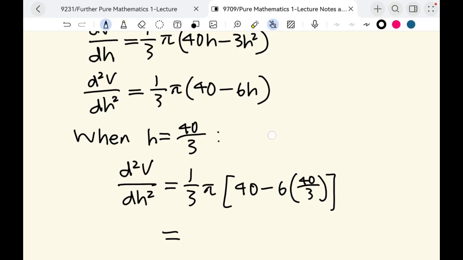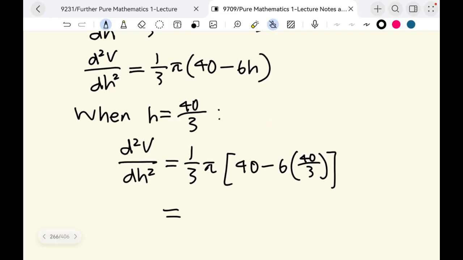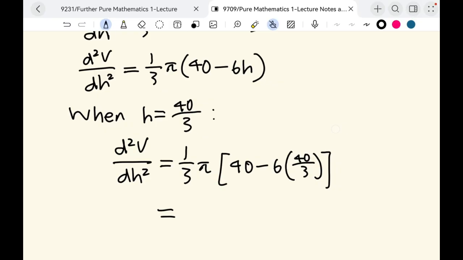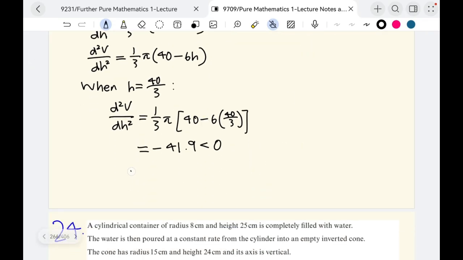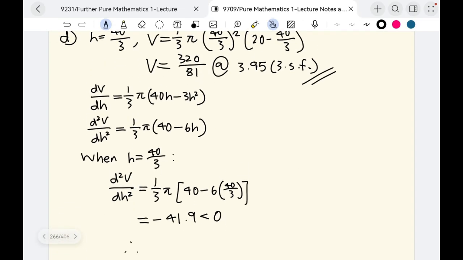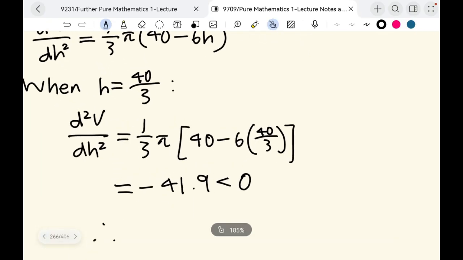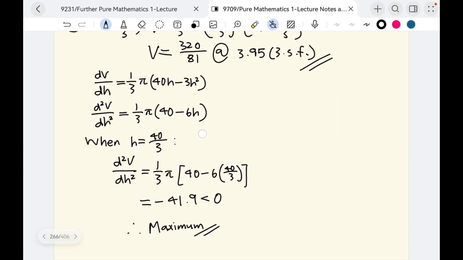Which you will get, it's a negative, so it's negative 41.9. So since it is less than 0, what does that mean? The stationary value of 3.95 is the maximum. The value is maximum. So yeah, that's all for it.